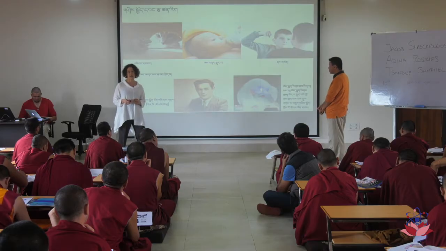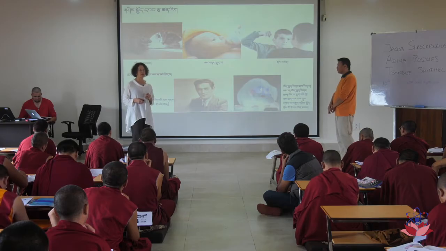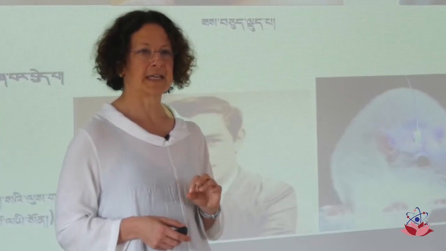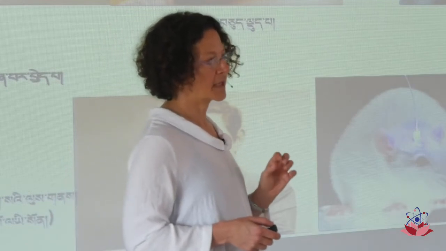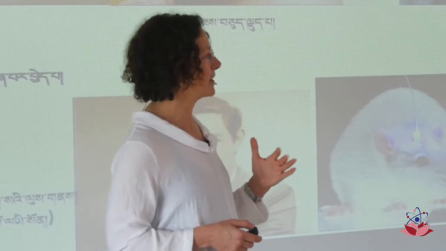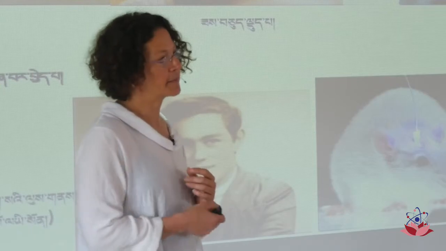So now we can target specific kinds of neurons or specific cells in certain organisms and change them in such a way that we can activate them or turn them off just by shining light on them.